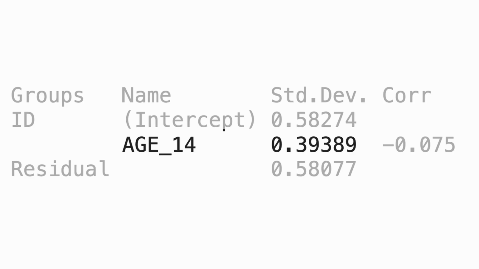Now, what about the slopes? Excellent question. Each line has its own slope that deviates from the fixed effect. So how much do they deviate on average? Of course. So when we look at the data, we see that it is 0.39389. What does that tell us? That tells us on average, the slopes vary by about 0.4.